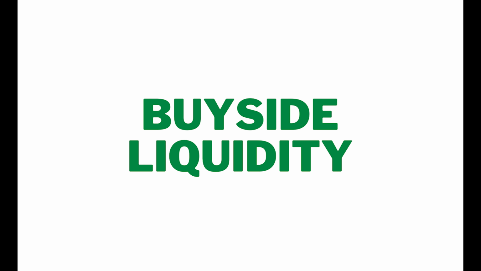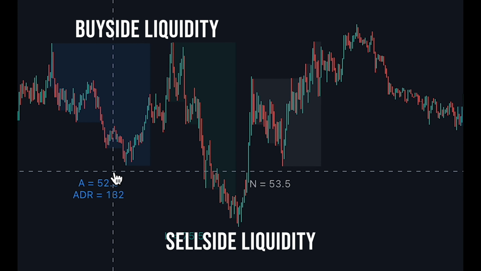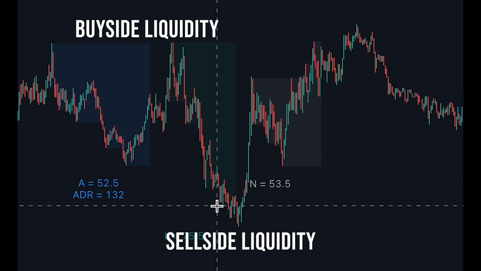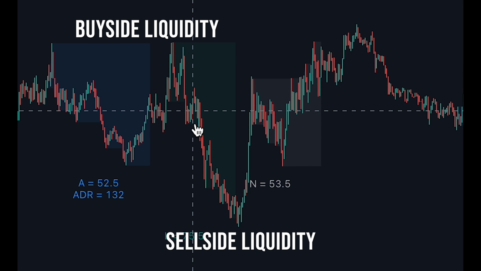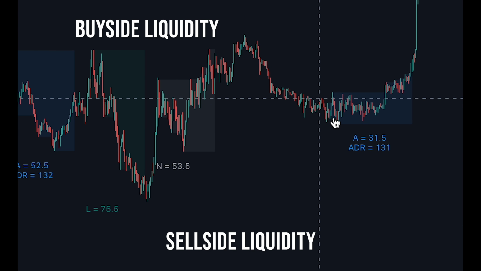Now, with ICT and his liquidity strategy, we understand there are two types of liquidity: buy-side liquidity and sell-side liquidity. Because we know that there are buy-side and sell-side liquidity, we understand that price is going to go after this liquidity and raid it, and then take the other side as well. So if it takes the sell side first, it will go for the buy side. If it takes the buy side first, it will then go for the sell side.